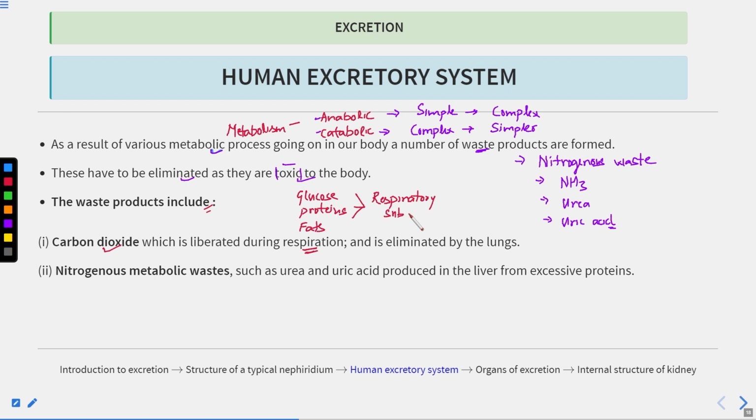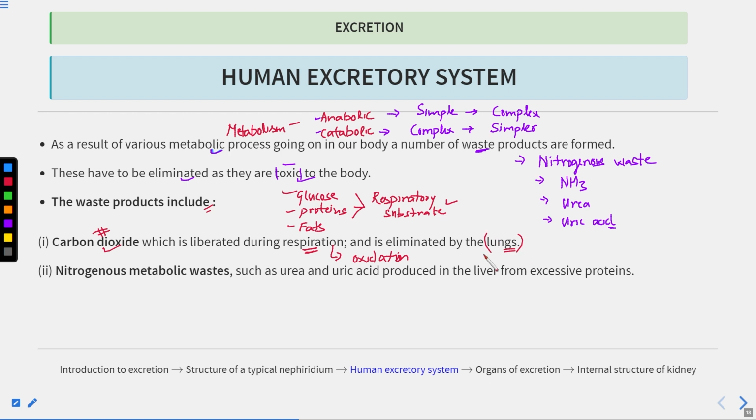What happens during respiration? There is the oxidation of all these three. Oxidation means that in the presence of oxygen, the respiratory substrates are broken down to release energy. In this process, carbon dioxide is also liberated, and carbon dioxide has to be eliminated out of the body. Otherwise, it will be toxic. If it dissolves in the blood, it can be toxic to humans. So it should be eliminated out of the body, and this elimination is done with the help of the organs known as lungs.